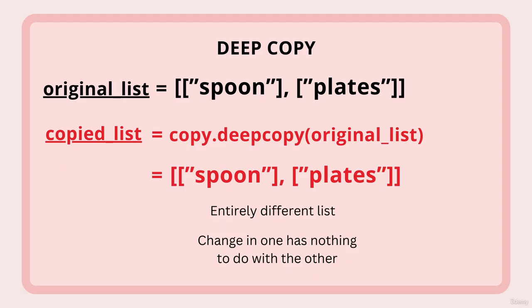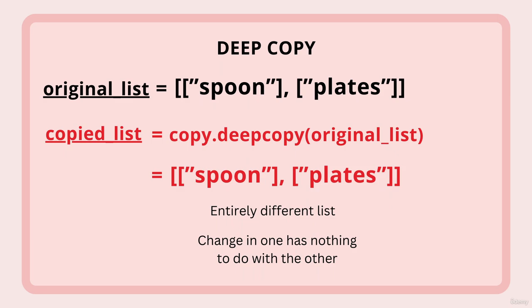The deep copy function deeply copies the original list into the new list. It constructs an entirely new list from the original list. Therefore, modifying one list does not affect the other. The deep copy method is not available on list. It is only available in the copy module.